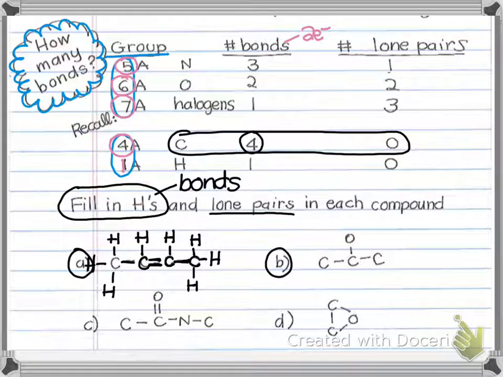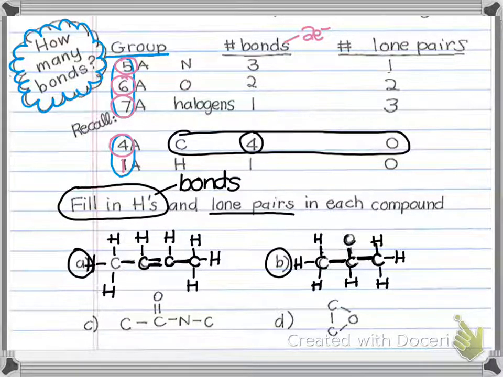So let's look at letter B. I usually go from left to right, but it really doesn't matter. This carbon right here has 1 bond, so I would add 3 hydrogens to make it have 4. The next carbon has 1, 2, 3, so I would add one more to make 4. And this last carbon has 1, so I'll add 2, 3, 4.